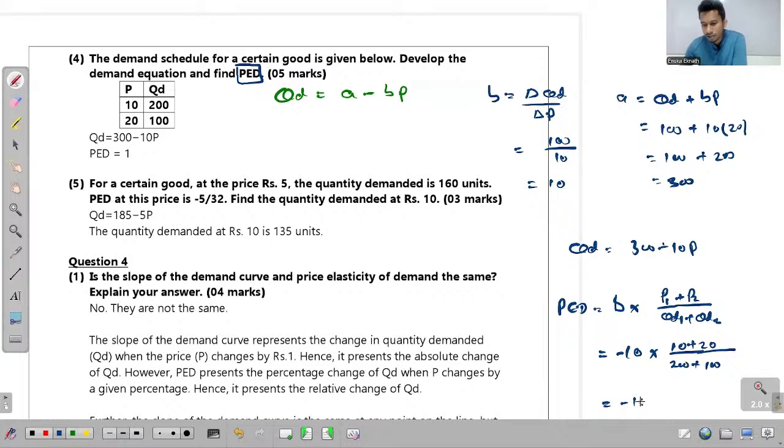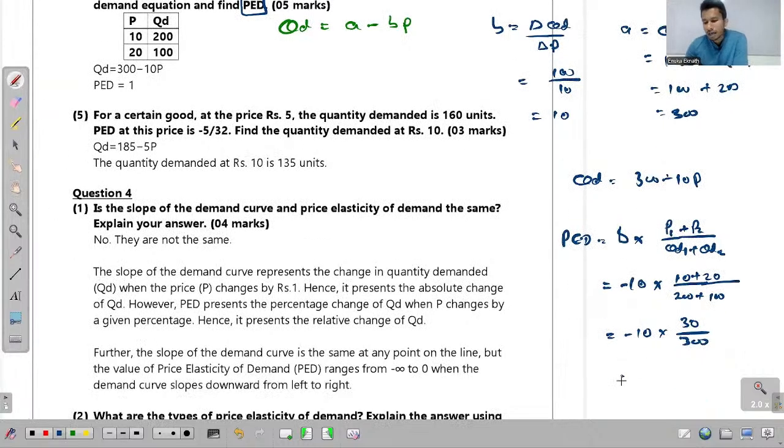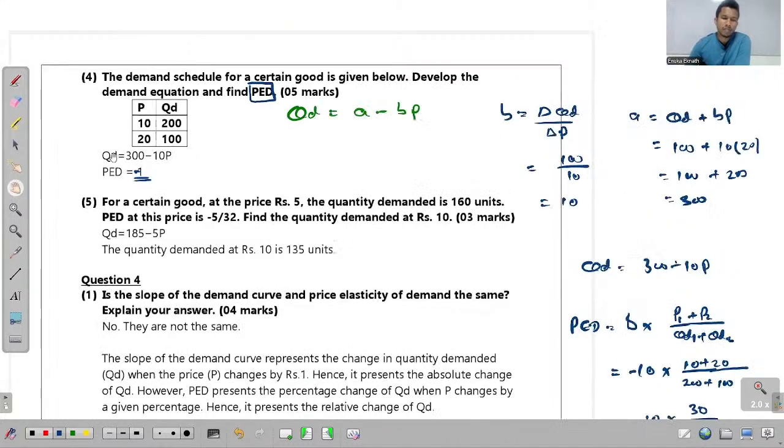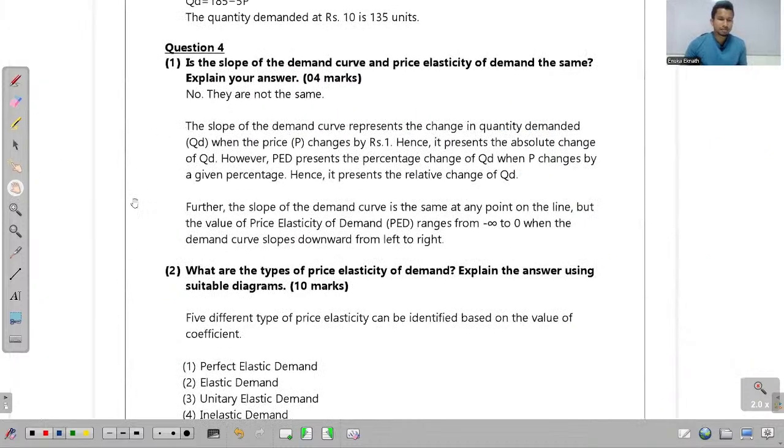So it's minus 10 into 30 over 300. 30 over 300, then the answer is minus 1, right? Answer is minus 1. This has to be minus. It's missing, but it has to be minus. So answer is minus 1. Right. So that's the question 4 coming under main question 3. Now we can move to the question number 5, right? Question number 5.